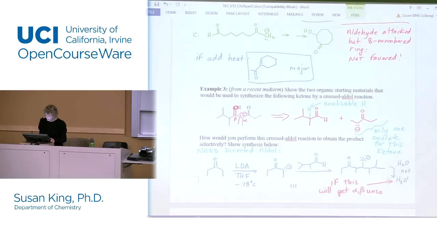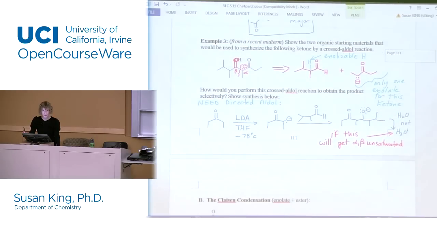So if you are forming an alpha beta unsaturated compound, then you definitely want to use acid in your second step. So once again, you're going to have to think for these problems. Questions on aldol? Anybody? So we'll have some examples next week in discussion that we'll work through, so you have a chance to go through that thought process.